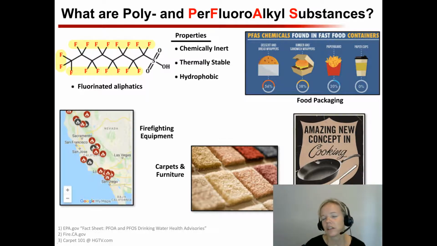And then they're also included in many firefighting foams. And so they are known in AFFFs, which are aqueous film forming foams. And this helps put the fires out.